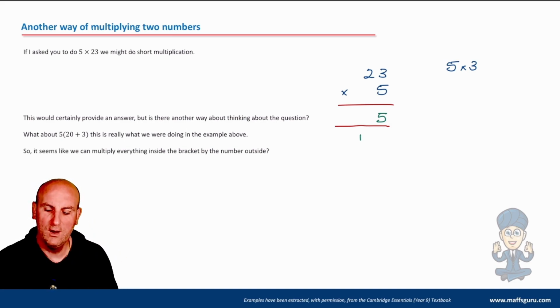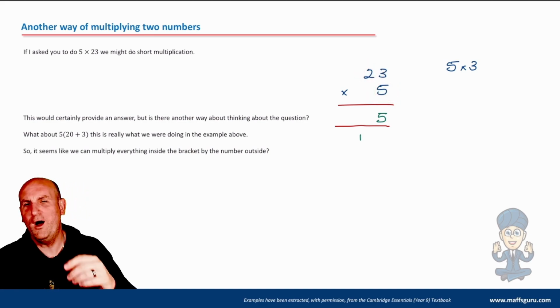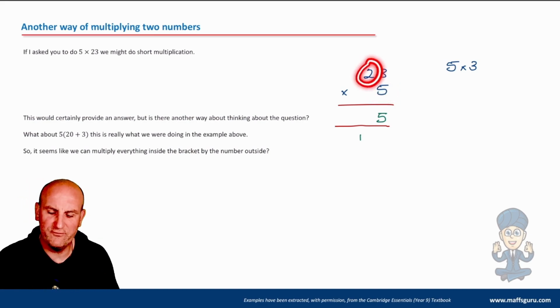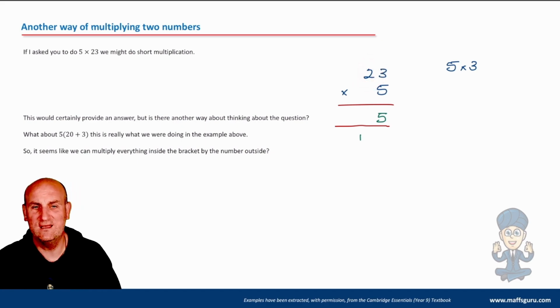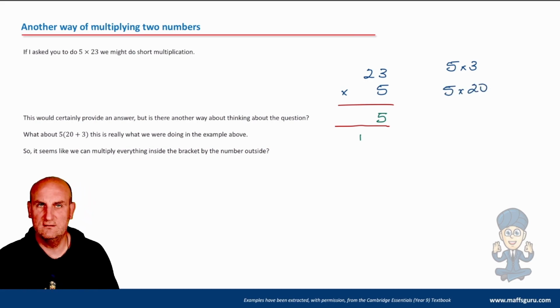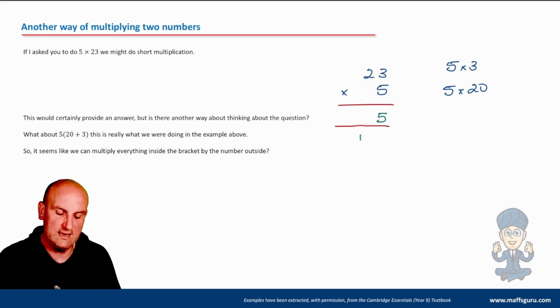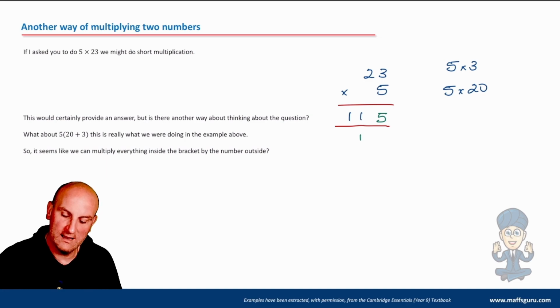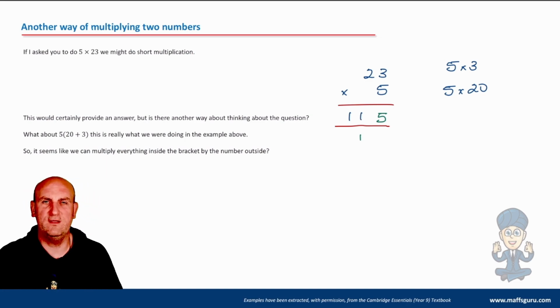What do we do now? Well, we do this 5 times 2. But hold on a moment. What does that 2 stand for? Well, it's 20. So what we seem to be doing in a roundabout sort of way is 5 times 20, don't we? Well, okay, so go back to the basics, and I'll come back to this in a moment. 5 times 2 is 10. Add on the 1 gives me 11. So there we go, 11. So 23 times 5 is 115.